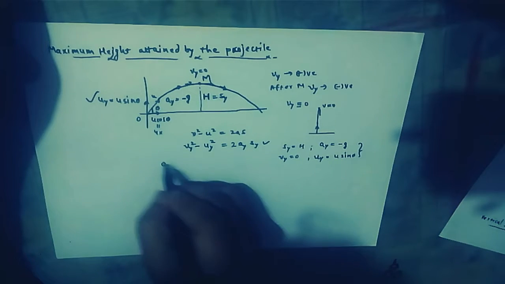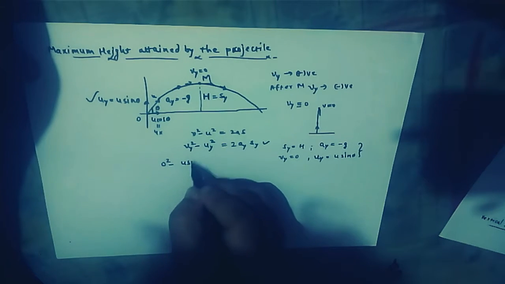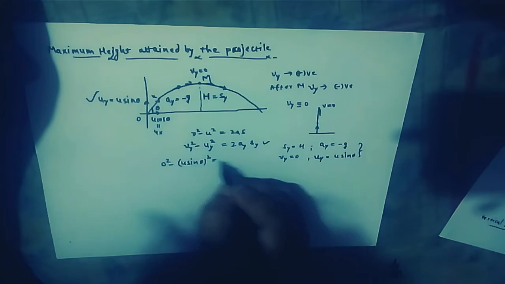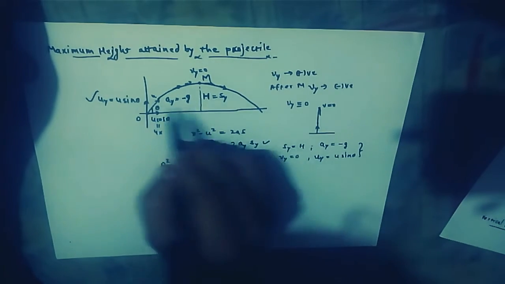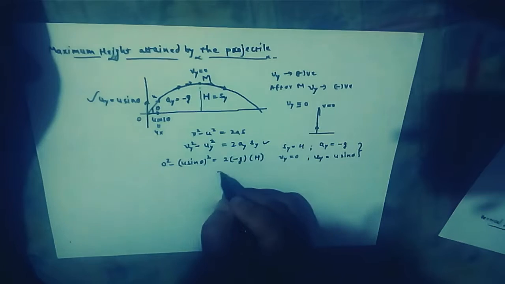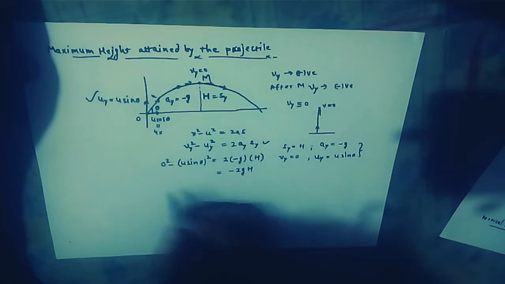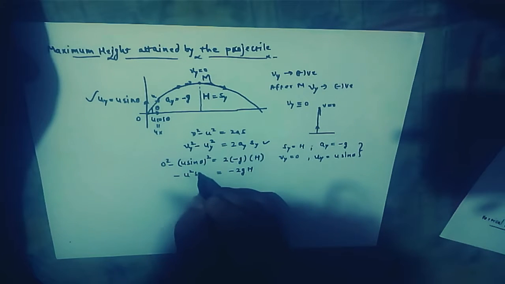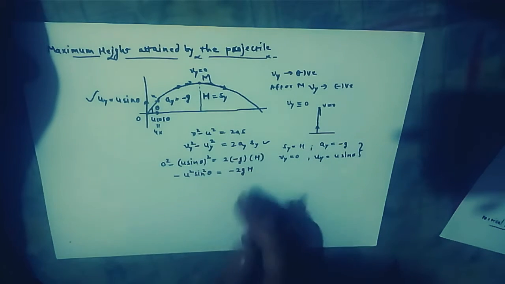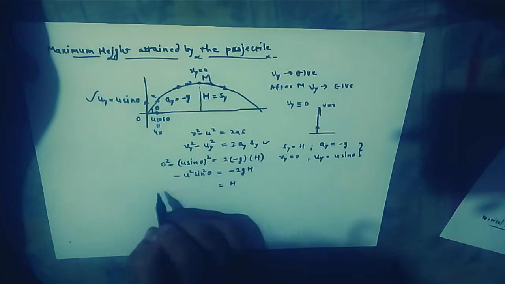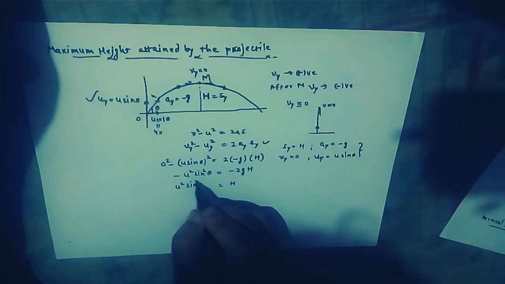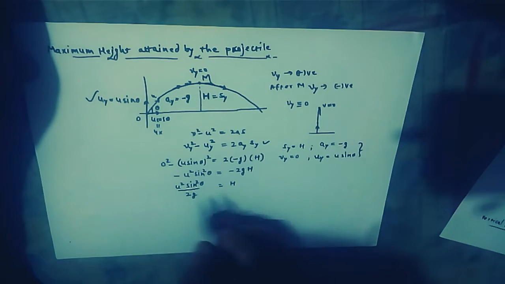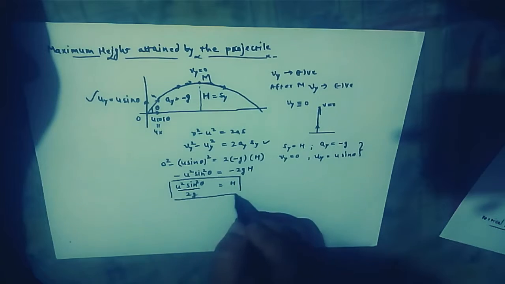So that is 0 minus u sine theta whole square equals 2 into minus g into sy, which is H, positive because the body was going upward. So that was minus 2gH, and here it is minus u square sine square theta. So H would be u square sine square theta divided by 2g. So that is your maximum height attained.